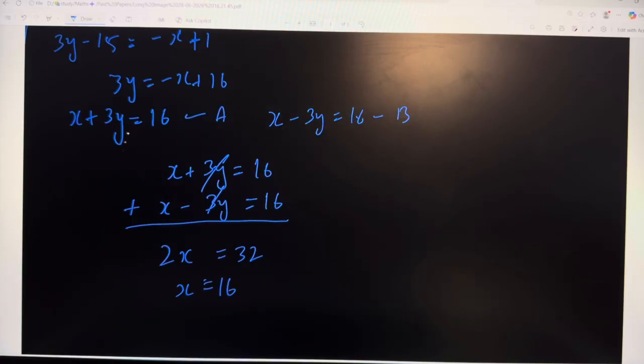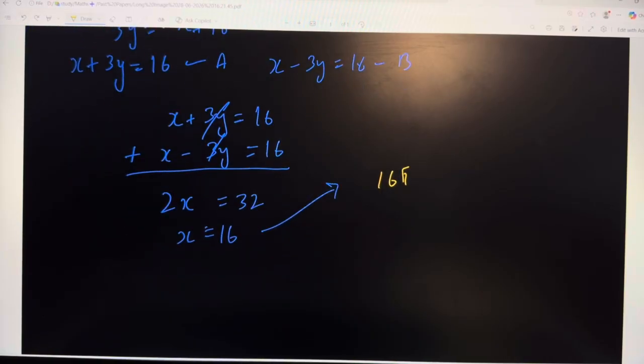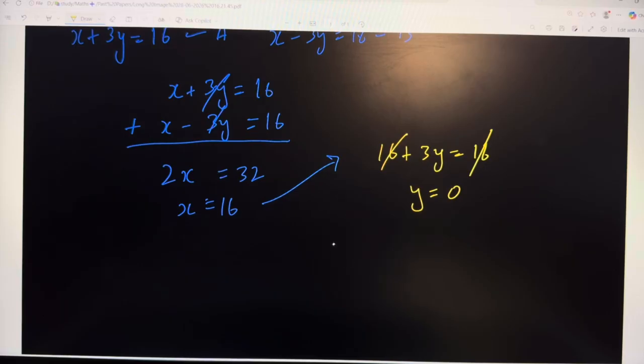Now x is equal to 16. We can just substitute it into any equation. So 16 plus 3y is equal to 16. 16 cancels with 16, of course, because they subtract. So 3y is equal to 0, and then 0 divided by 3 is equal to 0. So yeah, I was correct. It was on the x-axis. So the point of intersection is therefore 16 and 0.